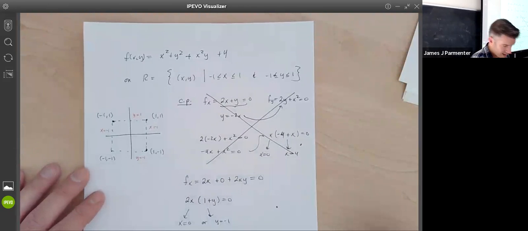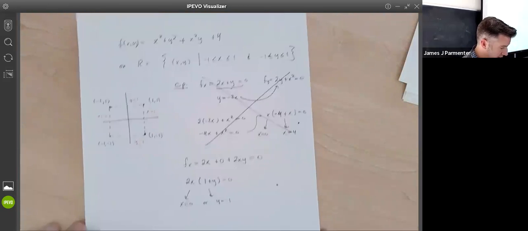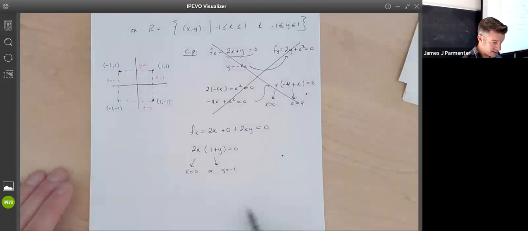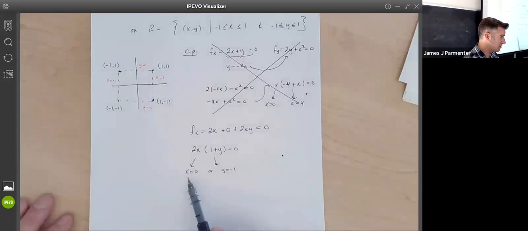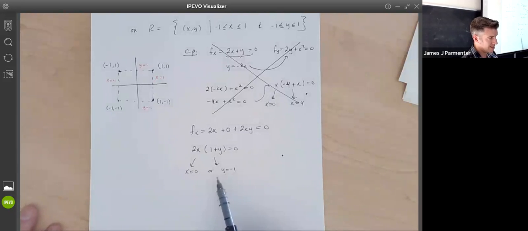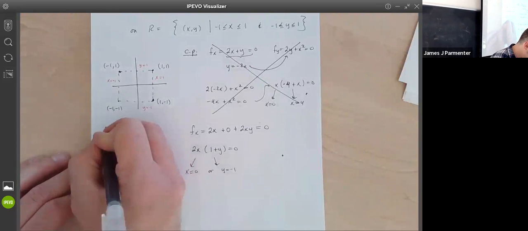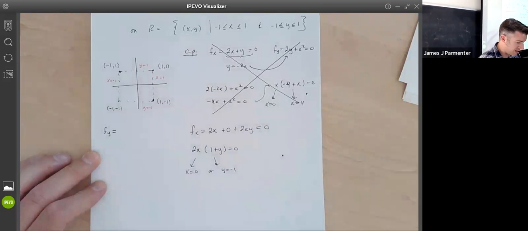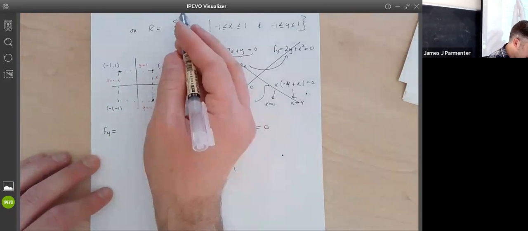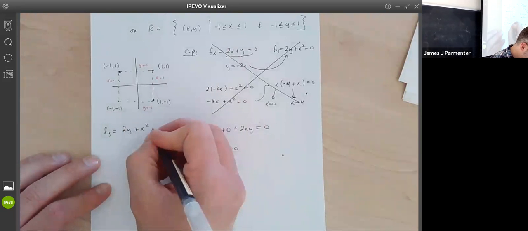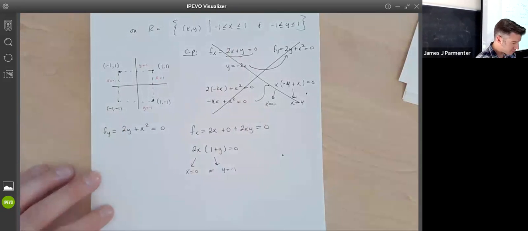Now I need to be extra super clear here. (0, -1) is not a critical point, at least not because of this, right? We're saying x could be 0 or y could be -1, but that doesn't mean they both need to be, because we also need the partial with respect to y to be 0. And doing this the right way, that's going to be 2y plus x squared equal to 0.